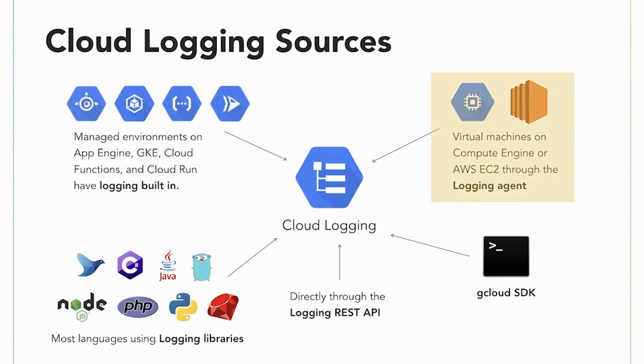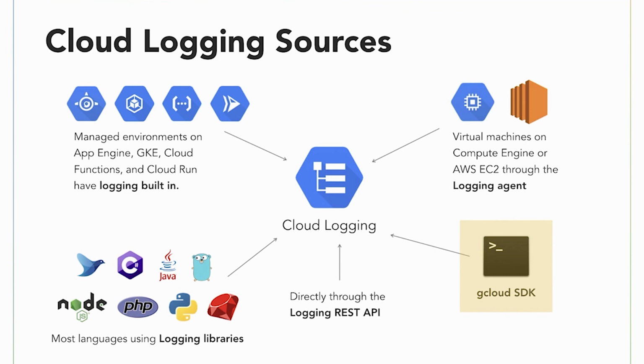Now, if you are using Google Compute Engine or AWS EC2, you can use the logging agent to collect and send logs to Cloud Logging. There are instructions on how to install and configure the logging agent in Google Cloud's documentation. If your application is running elsewhere, then another option is to use any of the logging libraries to send application logs to Cloud Logging. There are libraries for many of the popular programming languages available. If you'd like, you can also call the Logging API REST endpoint directly. And of course, you can also send logs using the Google Cloud SDK gcloud command line tool.